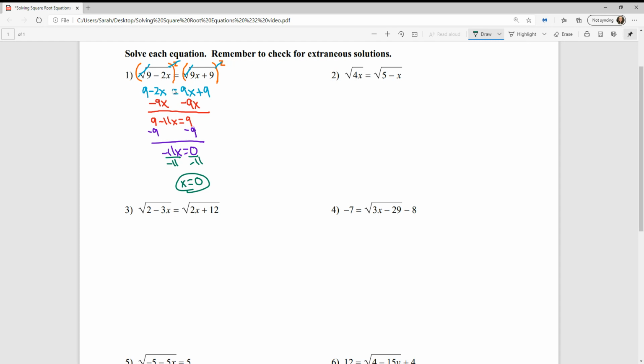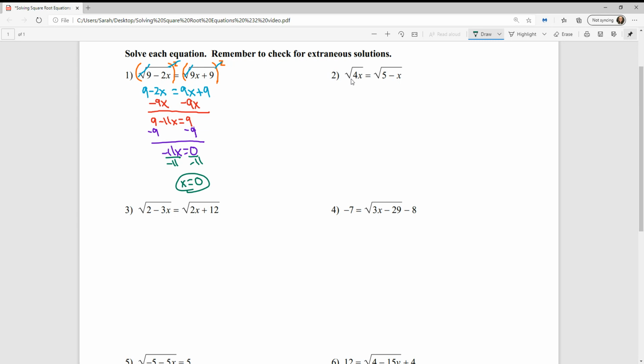So just to reiterate, if we start with a square root on both sides, nothing happening outside the square root on either side, just start straight away with squaring both sides. That will end up canceling the square root on both sides, so then you end up with a nice, easy, manageable equation to solve from there.